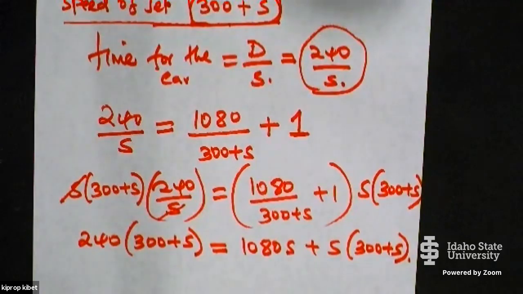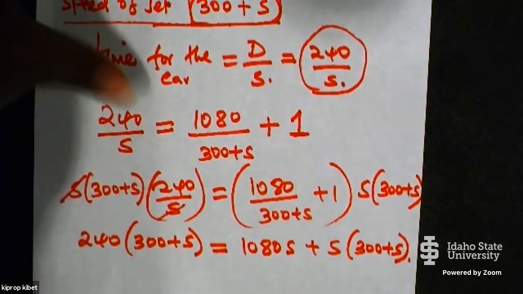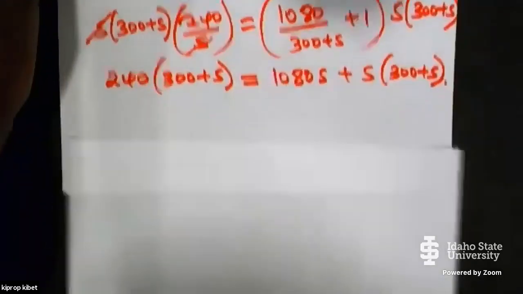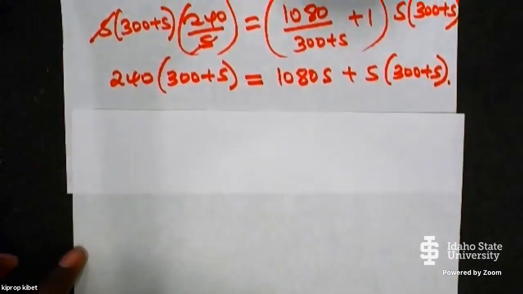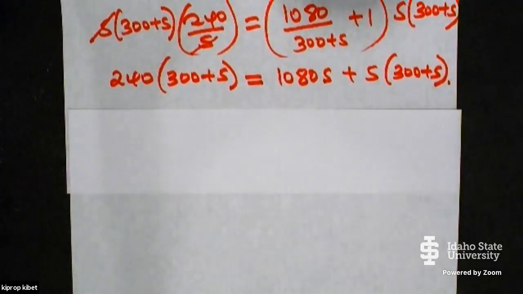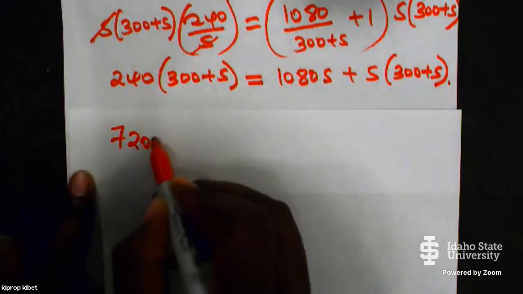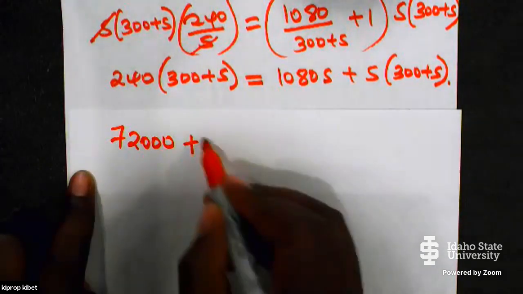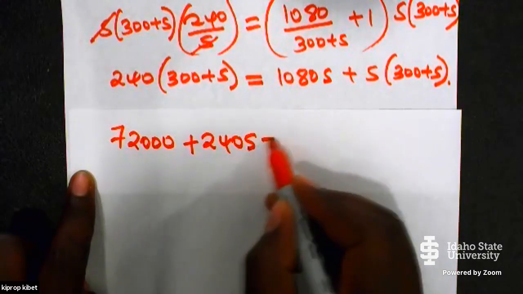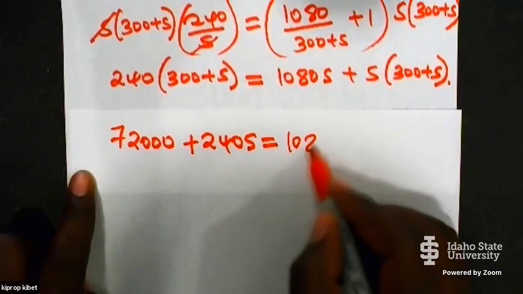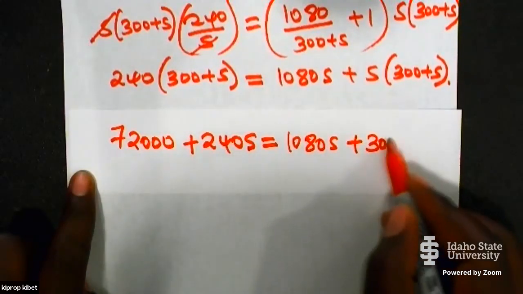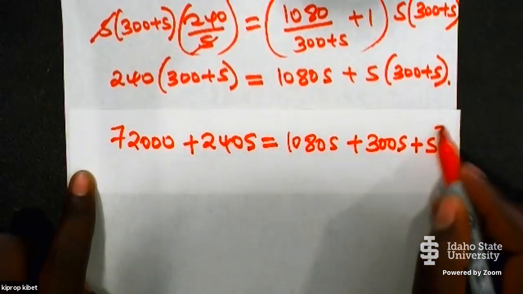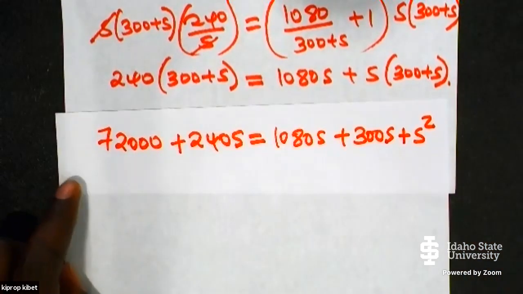So you open the brackets. When you open the brackets, 240 times 300 is what? 72,000 plus what? 240S equals 1080S, plus 300S, plus what? S squared, plus S squared.